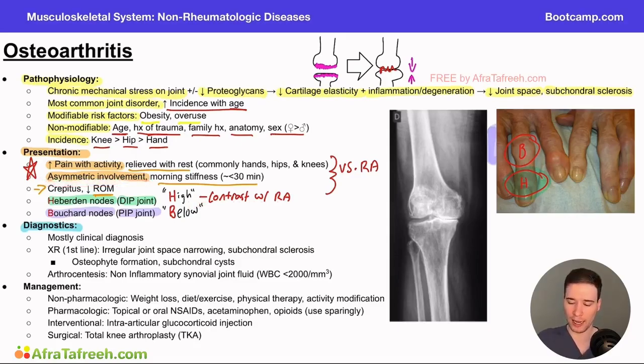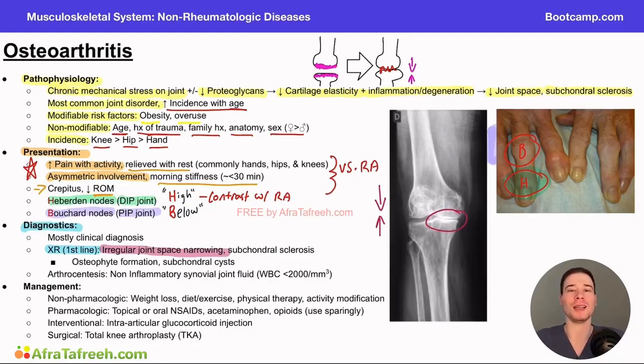However, we want to get an x-ray for these patients because you want to make sure there's not other things going on. And this is the first line imaging that you want to get. So what is that x-ray going to show? Well, it's going to show irregular joint space narrowing, which you can appreciate on this image over here by seeing the joints have compressed together. Again, there's not a whole lot of cartilage here. Specifically right here, you can kind of see that bone on bone. It's a classic way to describe the x-rays. Bone on bone is a classic diagnostic tool for thinking about osteoarthritis.